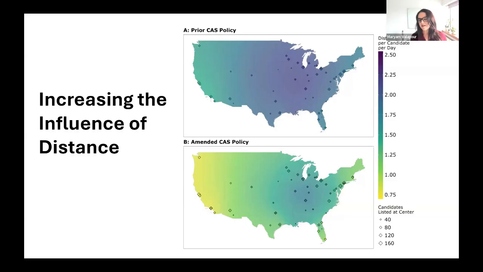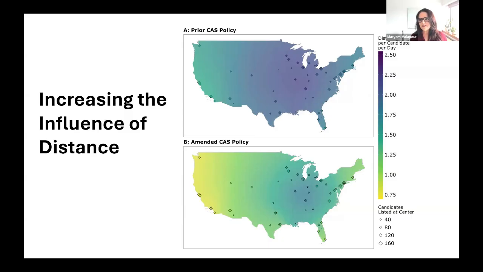Importantly, donor supply has not changed. Donor environment has not changed. Our candidates have not changed. What has changed is the policy. And what changed was the influence of distance. And when distance received greater weight, donor opportunity changed with it. Some regions gained and some regions lost.